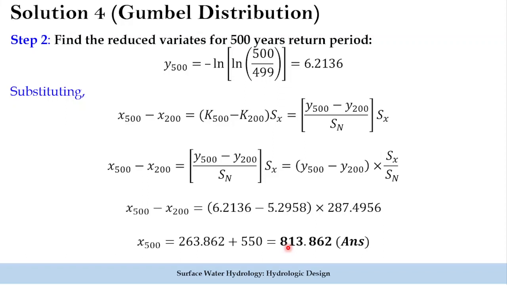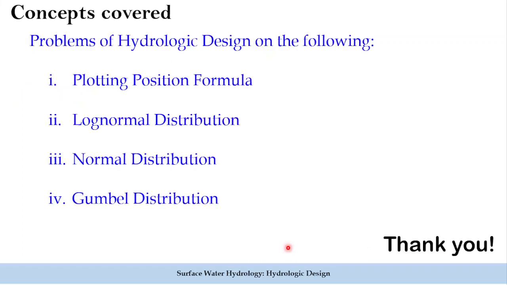I do understand that this was a very complex and lengthy problem. However, if we follow these steps, it becomes very comfortable to arrive at the final response with regards to whatever unknown and known things are given in the problem. So today in this lecture series, we solved problems on plotting position formula, log normal distribution, normal distribution, and Gumbel distribution. I hope these problems will help you in solving the assignment problems of the NPTEL course on surface water hydrology.